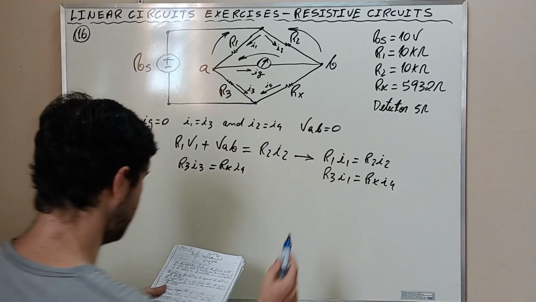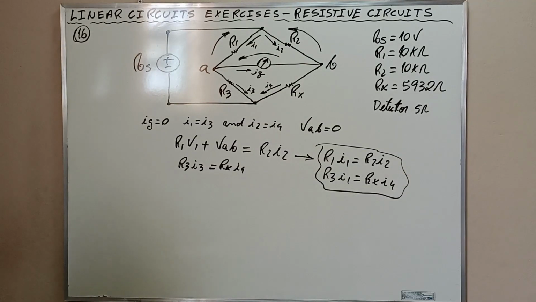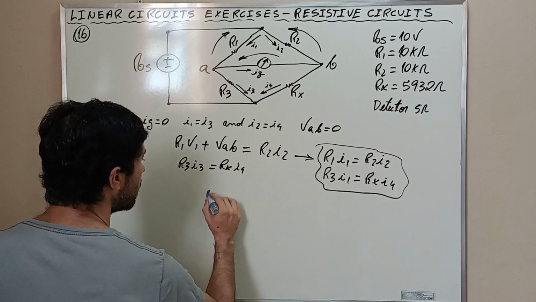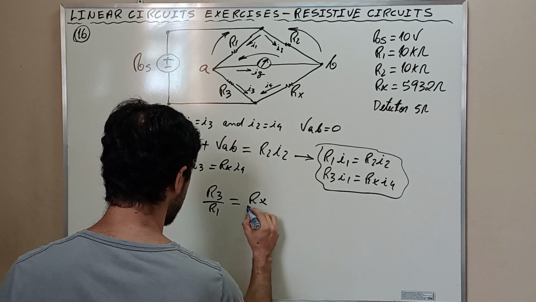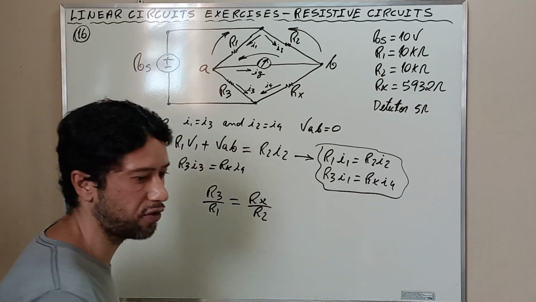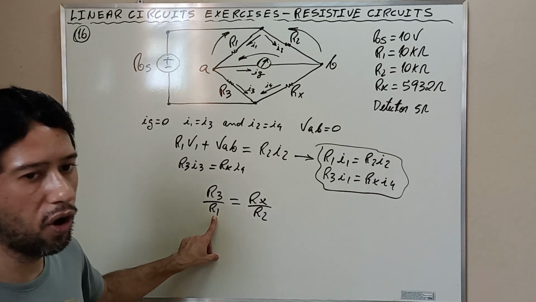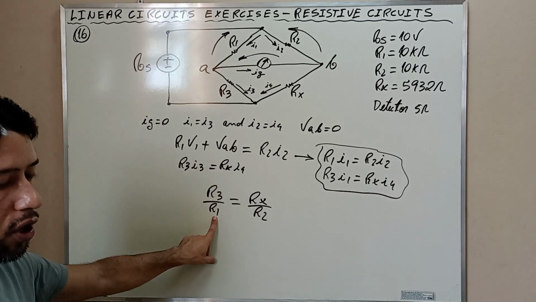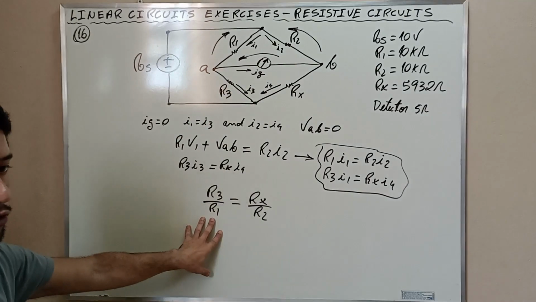Okay, my friends, this is one of the main results of this exercise, one of the main realizations that we needed to have to solve this. And gathering the results and manipulating, we find that R3 over R1 is equal to Rx over R2. Okay, this is only valid when the bridge is balanced, okay? When the bridge is balanced, that is when Ig is equal to 0, this is valid, okay?